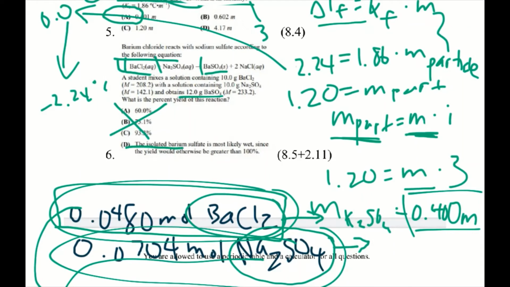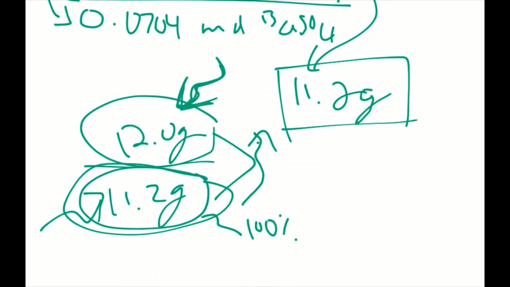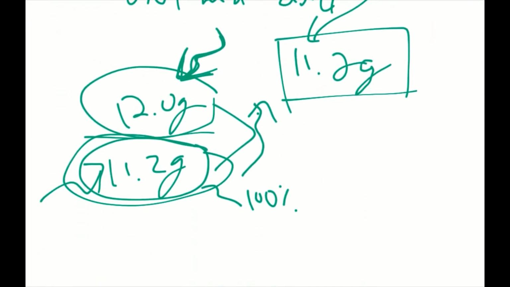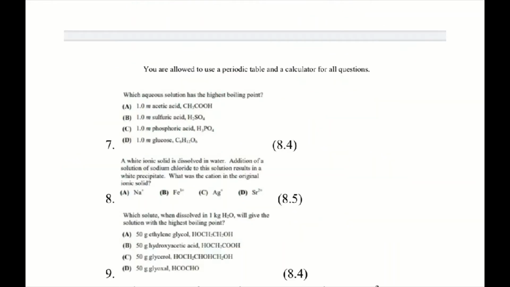D says the isolated barium sulfate is most likely wet, since the yield would otherwise be greater than 100%. Now, I think this is right because if the salt was wet, then it would be heavier than normal, and if it's heavier than normal, it's not an accurate representation of how much barium sulfate we actually have. Instead, this might be barium sulfate with a bunch of water, and if it's contaminated with water, it will be heavier than it's supposed to be, and because of that, it might give you a percent yield that is greater than 100, so this is probably happening.